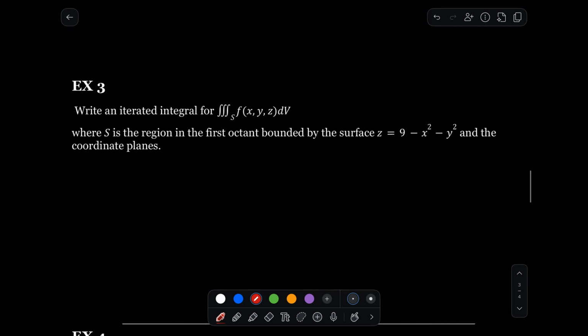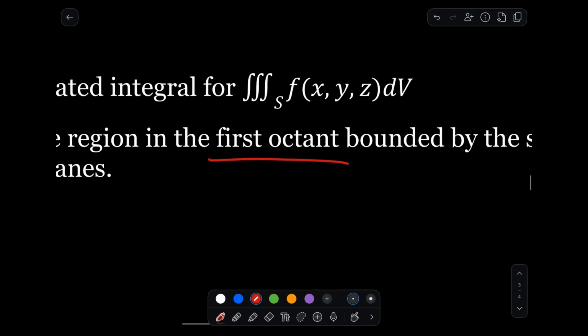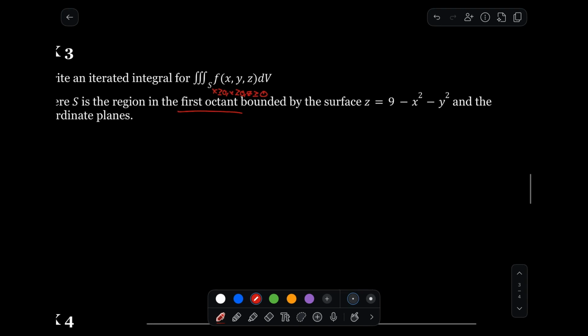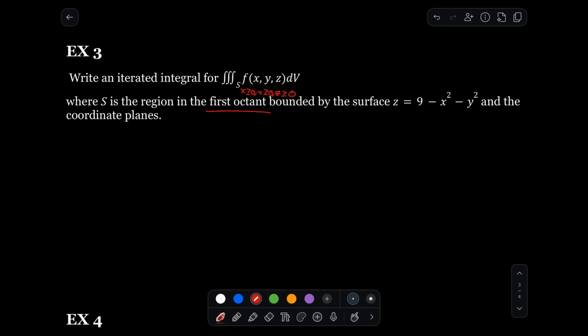Example 3: write an iterated integral for this function f of x, y, z, bounded by this region S in the first octant, bounded by the surface z equals 9 minus x squared minus y squared and the coordinate planes. Before we even start off, let's just get some information down. The first octant means x is greater than or equal to 0, y is greater than or equal to 0, z is greater than or equal to 0, bounded by the surface and the coordinate planes. If you want to try this problem on your own, feel free to do so. But if you want to stick around and see how I would actually organize this integral, let's get right to Desmos.